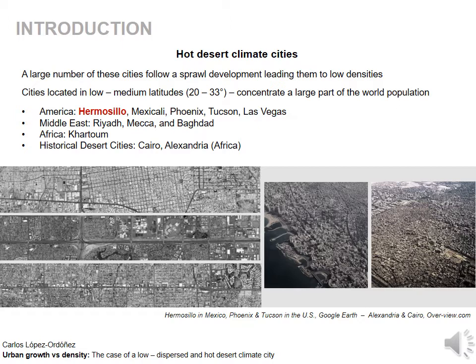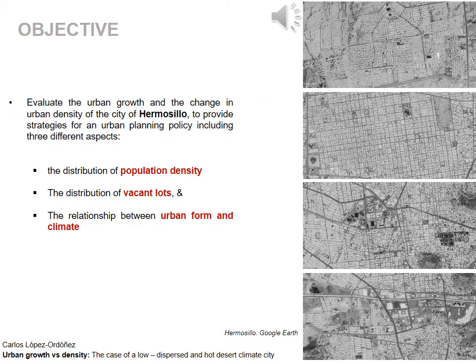It is within this framework that this study focuses on the city of Hermosillo in Mexico. The goal of this work is to evaluate the urban growth and the change in density of Hermosillo, to provide urban planning strategies that could improve the quality of life. For this, it is necessary to include three different aspects: the distribution of population density, the distribution of vacant lots, and the relationship between urban form and climate, especially solar radiation.